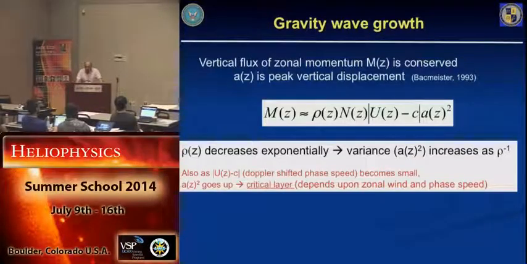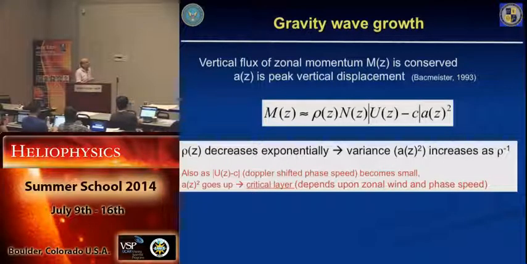So that's the source. The thing that's interesting is that these waves will grow. And one way to express that is to write the vertical flux of zonal momentum as due to these terms. Okay, so the idea is that this guy on the left is constant. This is the density. We know that goes down. So if this is going down, then these guys got to go up to compensate. This is the stability, the Brunt-Väisälä frequency, to 0th order. We'll call that constant. This is the zonal wind and the phase speed of the wave.